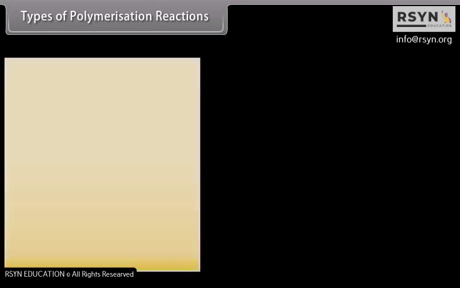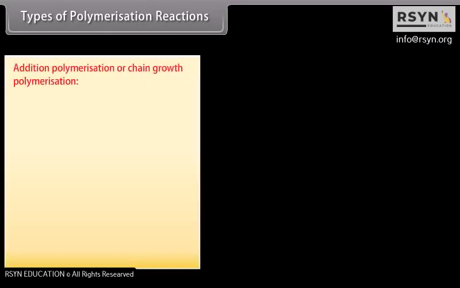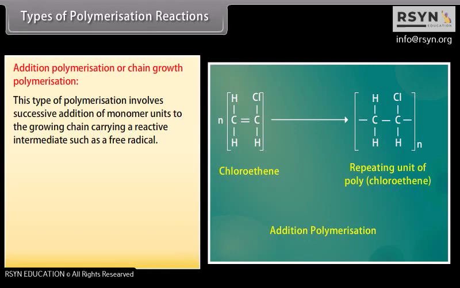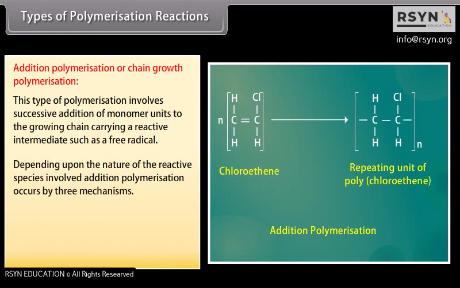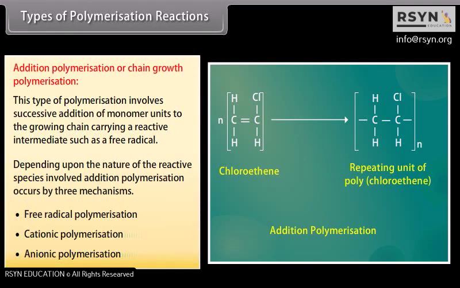Types of polymerization reactions. There are two types of polymerization reactions. Addition polymerization, or chain growth polymerization. This type of polymerization involves successive addition of monomer units to the growing chain carrying a reactive intermediate such as a free radical. Depending upon the nature of the reactive species involved, addition polymerization occurs by three mechanisms: free radical polymerization, cationic polymerization, and anionic polymerization.